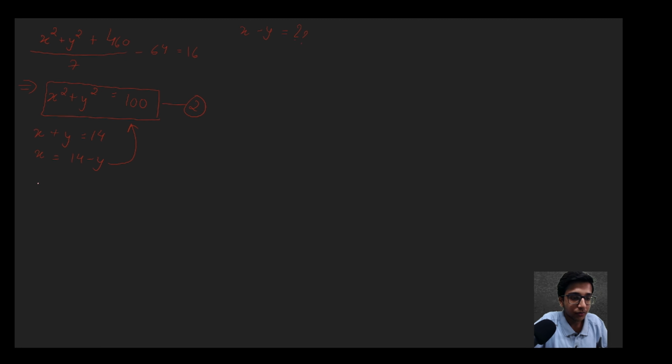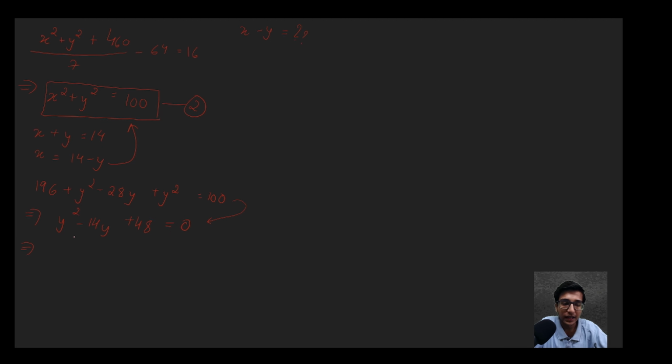So we would get 14 square, which is 196, plus y square minus 28y plus y square is equal to 100. And upon simplifying further, we would get y square minus 14y plus 48, and this would be equal to 0. I hope you are understanding. I'm just writing down the direct way how you can get this equation. Now let's try to solve this question.